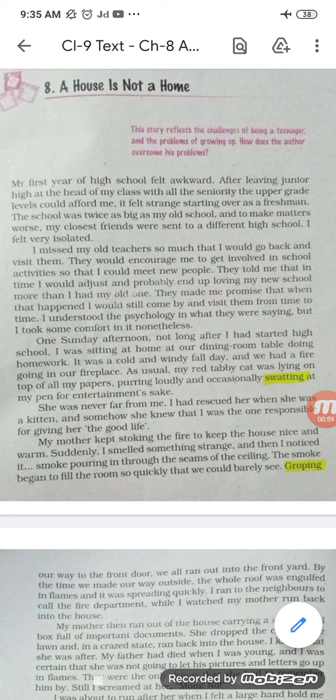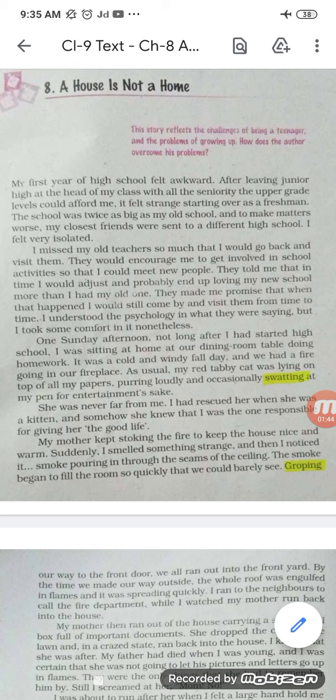So, what is the scenario here? Jane said that one Sunday afternoon, not long after I had started high school, so he said that it was not long since he had started his new school. He was sitting at home at the dining room table doing homework. It was a very cold and windy day, and we had a fire going in our fireplace. Usually when you check out the houses in Canada or America, they all have fireplaces in the rooms so that they can light a fire and enjoy the warmth.